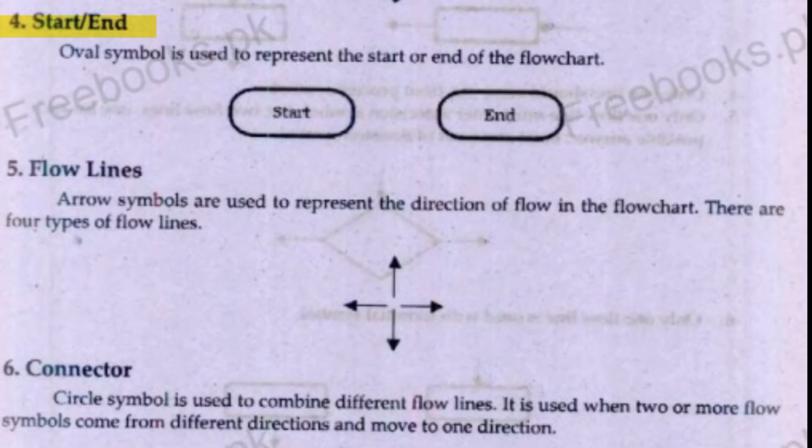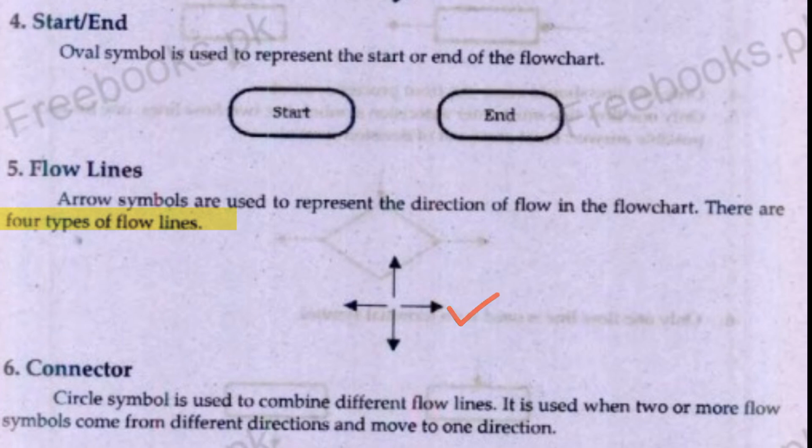4. Start, end. Oval symbol is used to represent the start or end of the flowchart. Start, end. 5. Flow lines. Arrow symbols are used to represent the direction of flow in the flowchart. There are 4 types of flow lines.